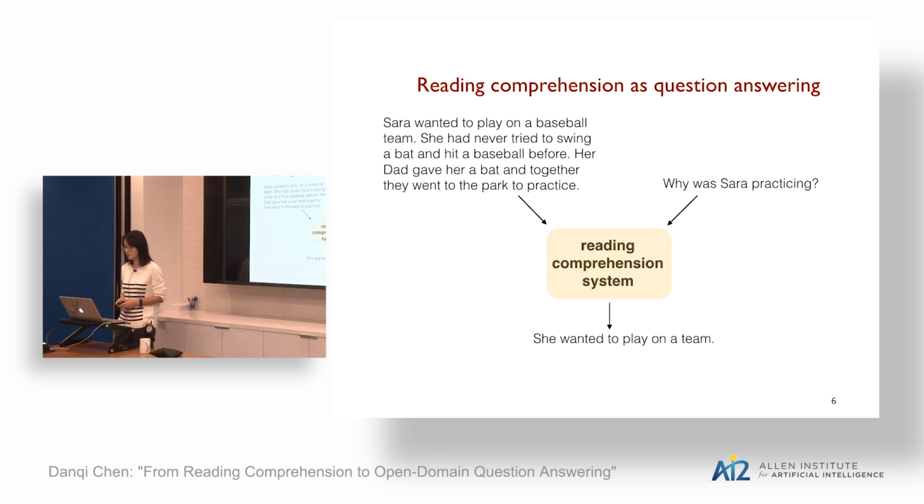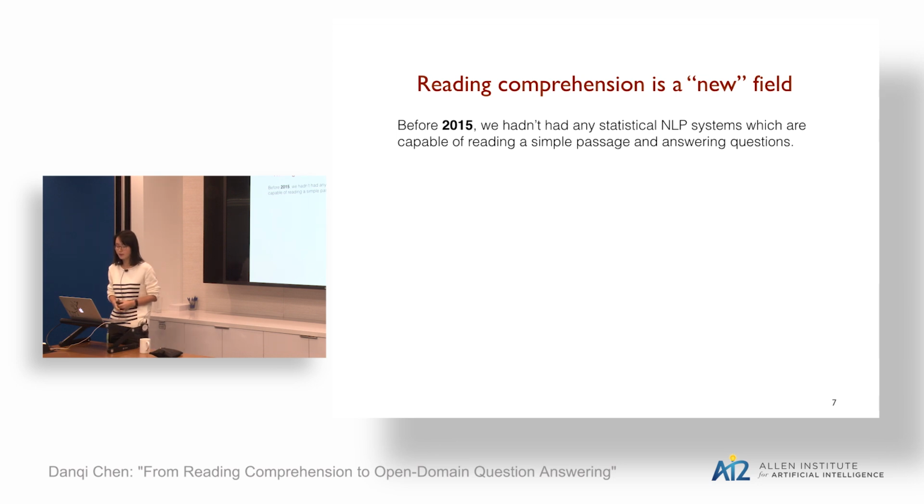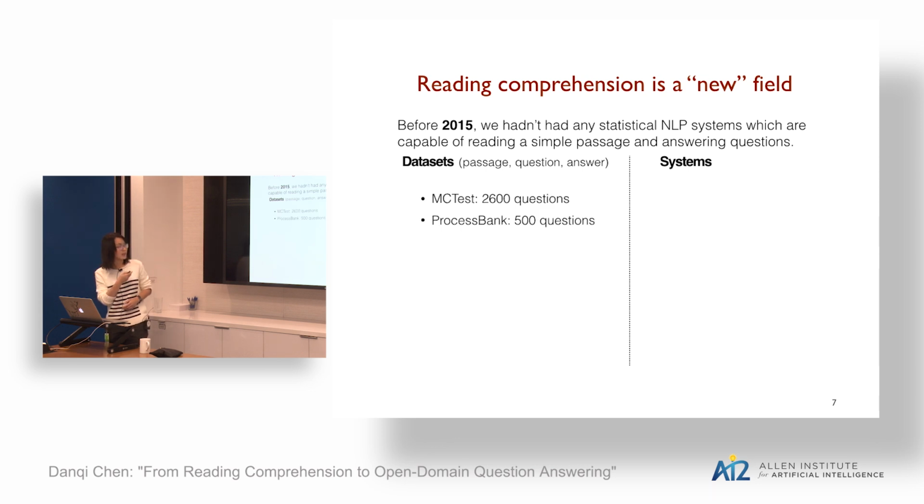The next thing I'm trying to convince you of is that even though the importance of reading comprehension has been recognized for over 40 years, reading comprehension is actually a really new field in the natural language processing community. Why do I say that? Before 2015, we hadn't had any statistical NLP systems capable of reading such a simple passage and answering questions. I will talk about this in two aspects. From the dataset aspect, before 2015, we really only had two datasets in this form of passage, question, answer: MCTest and ProcessBank. Both of these datasets only consist of 2,000 questions or 500 questions. If we look at the system aspect, before 2015, most of the systems we built were hand-built systems or linear classifiers with linguistic features.